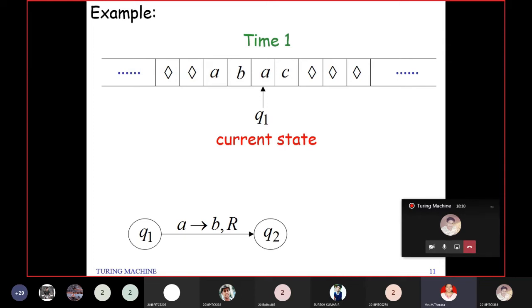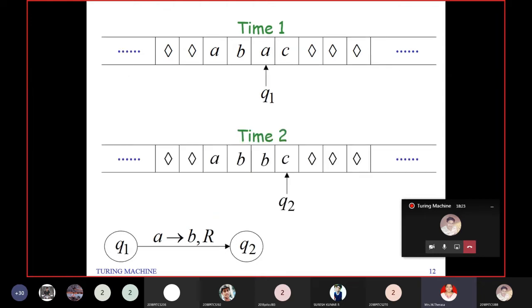But if you have a transition Q1 comma A is equal to Q2 comma B comma R, I mean you want to replace the A by B and move the head right side and the state must be changed to Q2. Look at here at time 2 you can find out that A is replaced by B and the state is changed from Q1 to Q2 and the tape head is pointing to the right symbol, that is C.